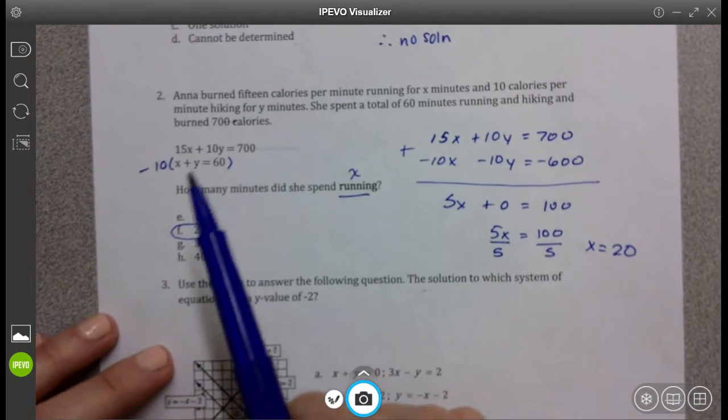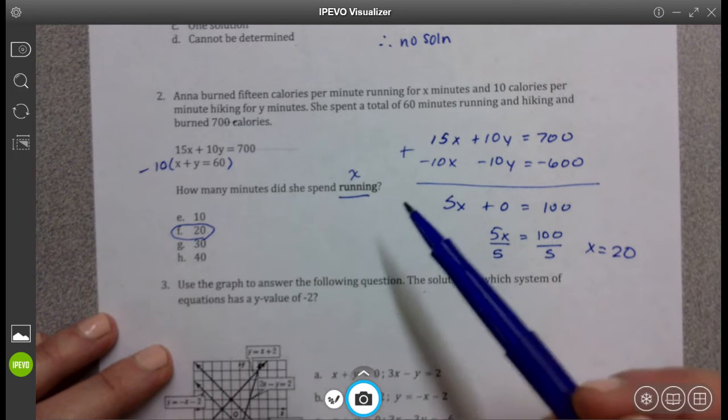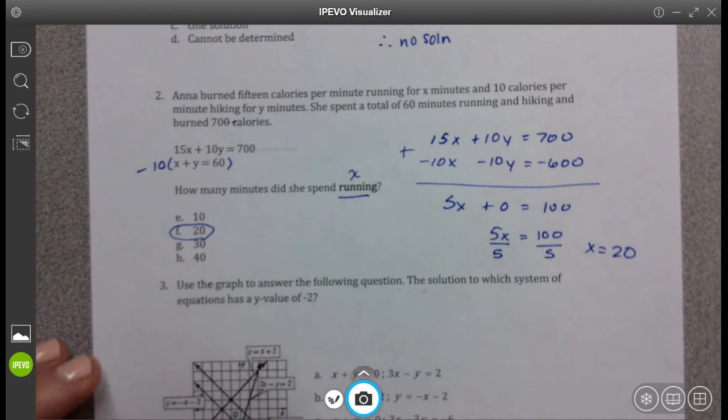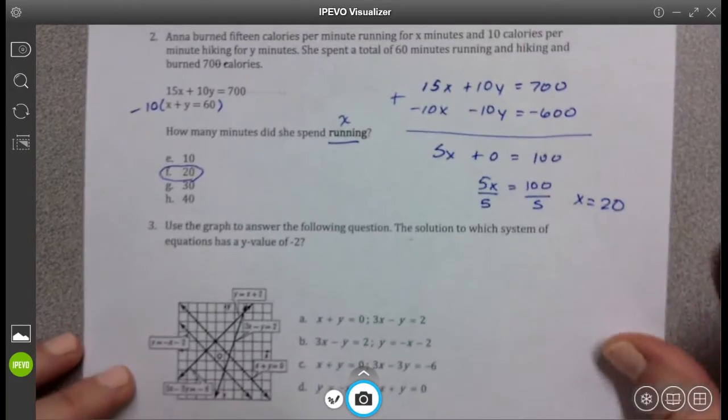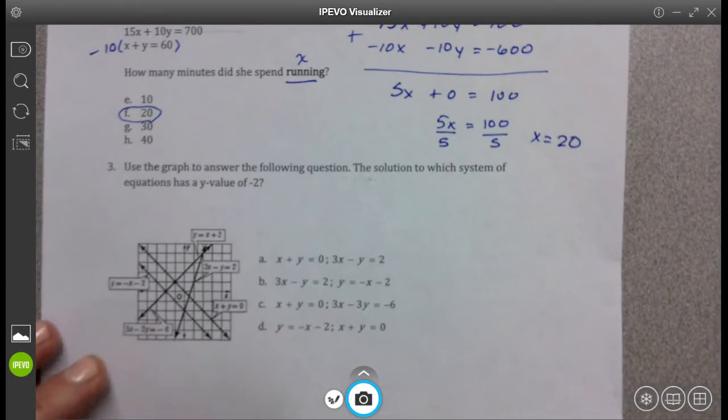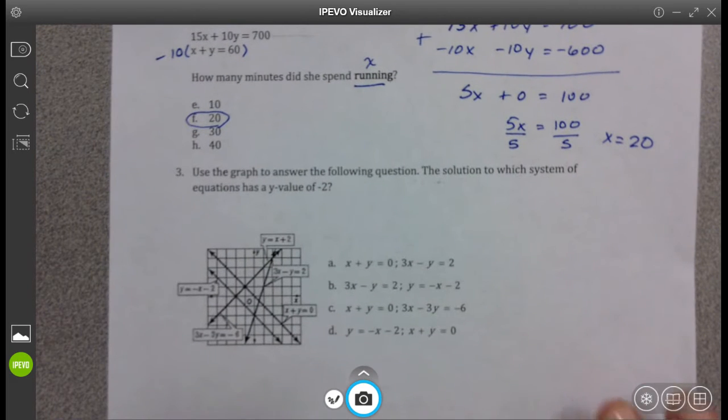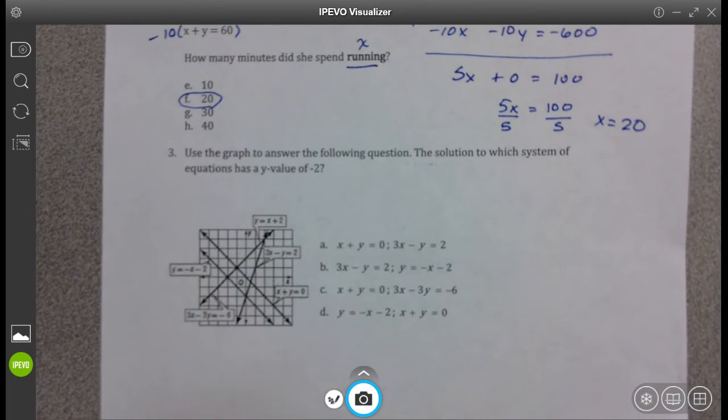If you solve for y, you would have got 40, and you might have circled 40, but we have to remember, are we solving for y or are we solving for x? Okay, so be careful with that. A lot of students will get 40, and then they say that's their answer. Okay, use the graph to answer the following question. The solution to which system of equations has a y value of negative 2?